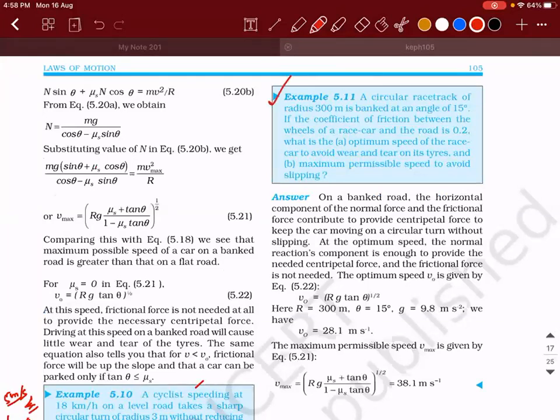5.11. There is a circular racetrack of radius 300 meters, banked at an angle of 15 degrees. If the coefficient of friction between the wheels of the race car and the road is 0.2, what is the optimum speed of the car to avoid wear and tear on its tires, and what is the permissible speed to avoid slipping? So optimum speed on the racetrack to avoid wear and tear of its tires.